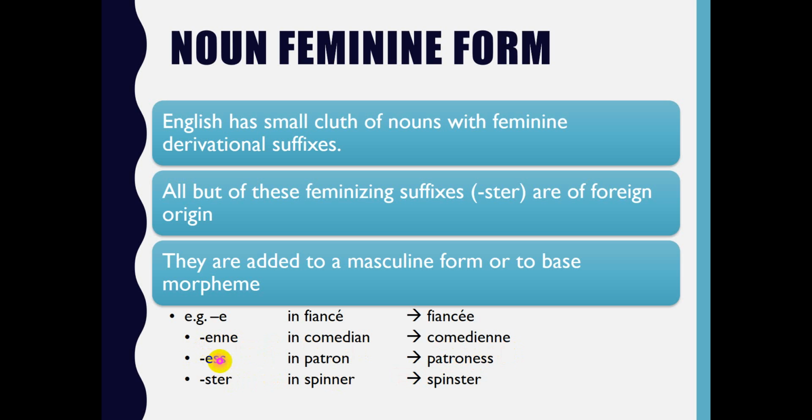Next is ess. In patron, and then for the female one, patroness. The easier examples for this are steward, stewardess, prince, princess. So the ess marks the female one. If it is prince, a prince is a man, a male. But if it is princess, then it is the female. How do you know? Because there is a suffix ess. Another example is ster: spinner, spinster. The change of er into ster marks the feminine form.